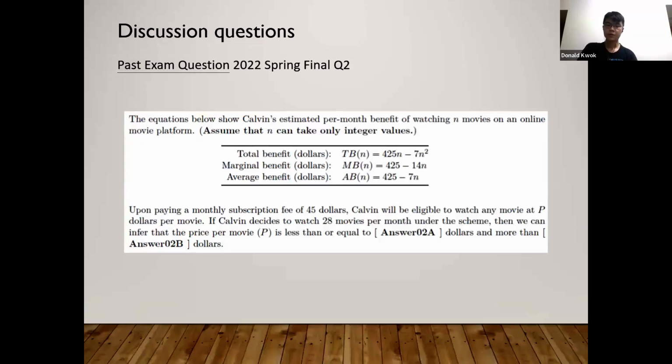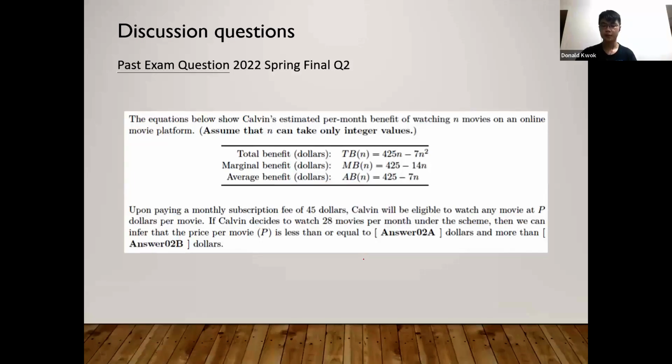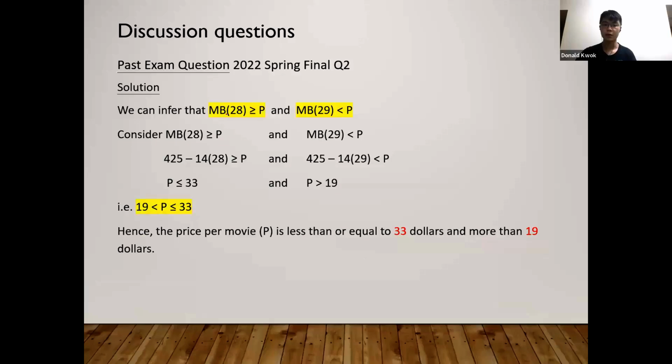Okay, so let me start with the explanation. We know that Calvin decides to watch 28 movies per month under the scheme. So what would be the range of values of P, the price per movie? Because Calvin decides to watch 28 movies, this means that the marginal benefit from the 28th movie is greater than or equal to the marginal cost, which is the price. So this is the first inequality.